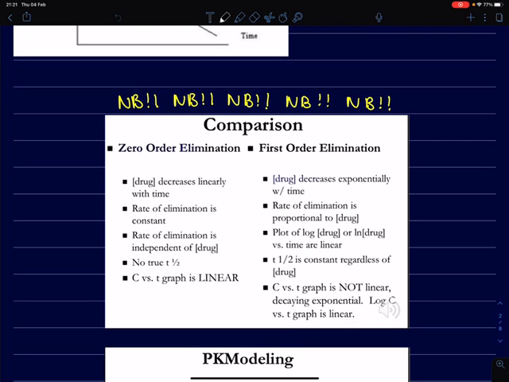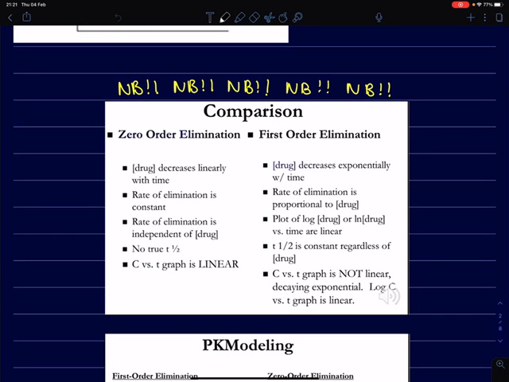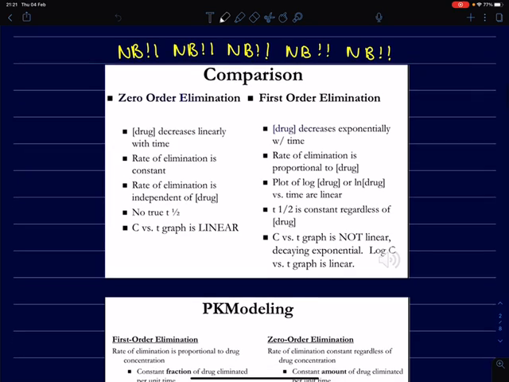Okay, moving on. Then it's a comparison between zero order elimination and first order elimination. So the biggest difference is that in zero order elimination, the half-life times isn't applicable because it's a constant amount that is eliminated. Whereas with first order elimination, half-life times is applicable due to the fact that a fraction of the amount is eliminated by the body. So that's the major difference. And also zero order, of course, is linear, whereas first order is exponential. So that's the biggest difference.